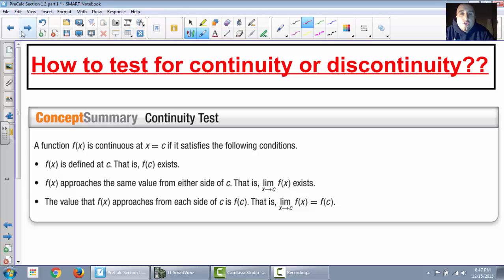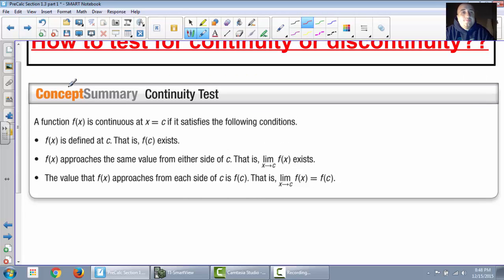All right, so how do we test to find out if something is continuous or discontinuous? Okay, there are three pieces here: 1, 2, and 3. It has to work for all three of these. I'm not going to go over explaining these quite yet, but we're going to do two examples and see how these work. They have to work for all of them to be continuous.